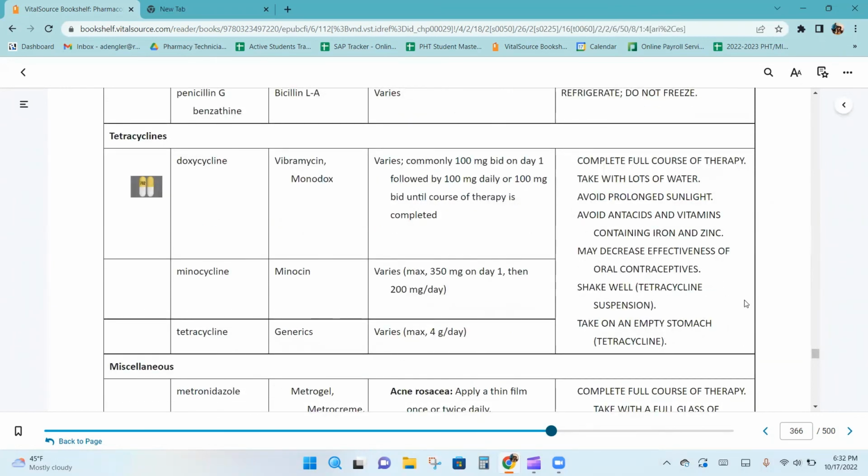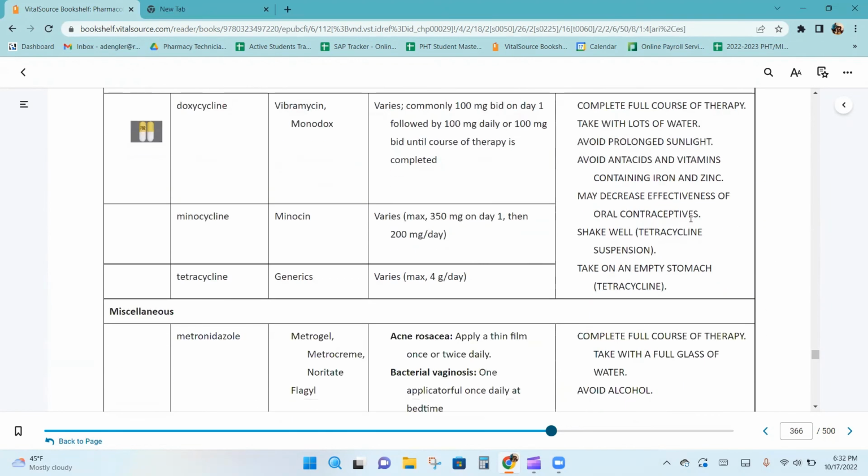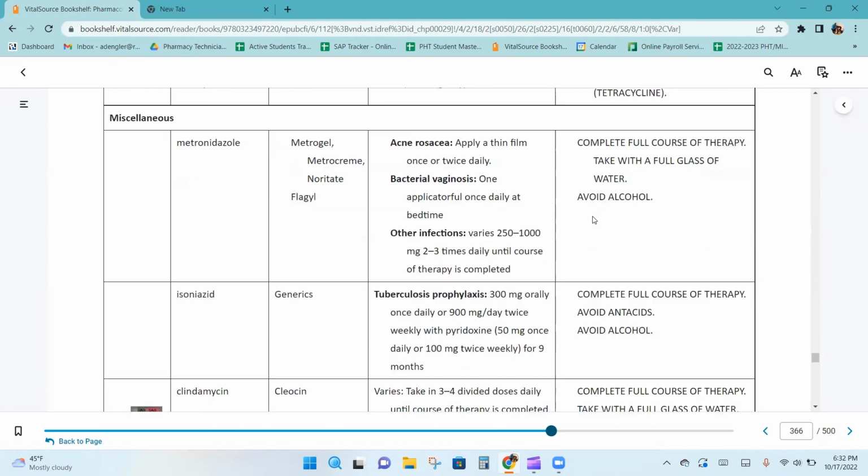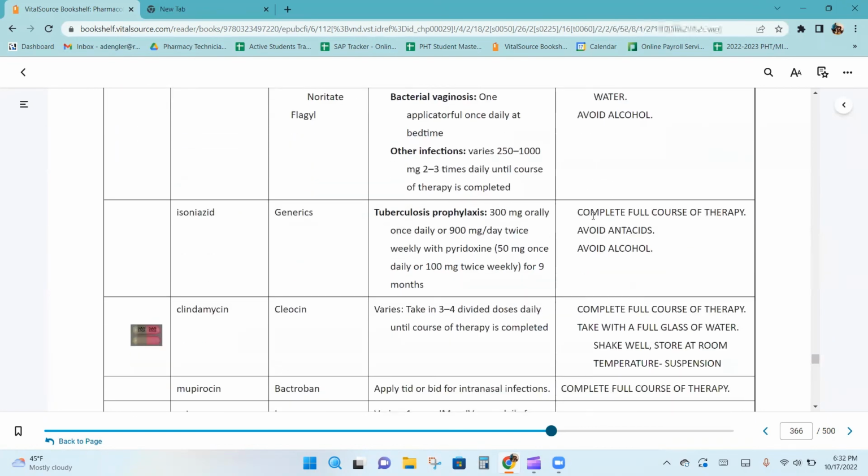For the tetracyclines, complete full course of therapy. Avoid prolonged sunlight. Avoid antacids and vitamins containing iron and zinc. May decrease effectiveness of oral contraceptives. Take on an empty stomach for tetracycline and shake well for the suspensions. For metronidazole, avoid alcohol. That's a huge one. Take with a full glass of water. Isoniazid, avoid antacids and alcohol.